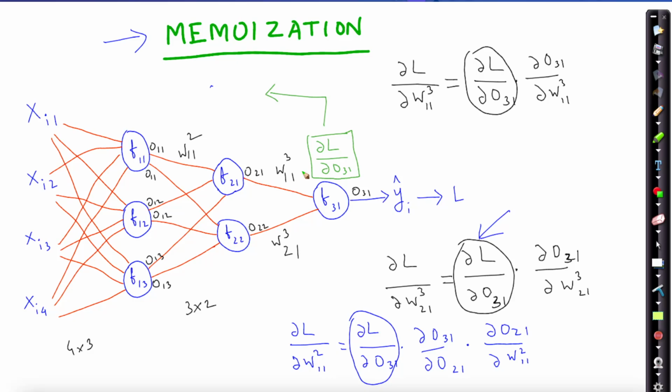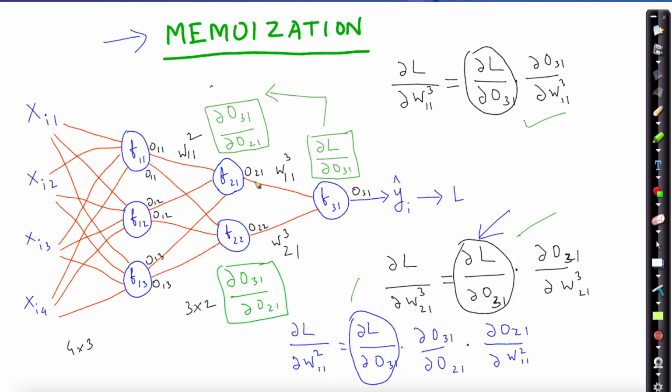But what we can do is calculate it once and store it somewhere, just like dictionaries in Python. In the dynamic programming concept, we can save it as a dictionary of, let's say, F31, or we can save it as the loss with respect to O31. The value once calculated, let's store it here. Then we can use it multiple times. Whenever we need it, we'll calculate it this time, and we'll reuse it here. We'll reuse it here. Similarly, we can store here some value called O31 with respect to O21. We can store this value in this node, and we can reuse it multiple times.